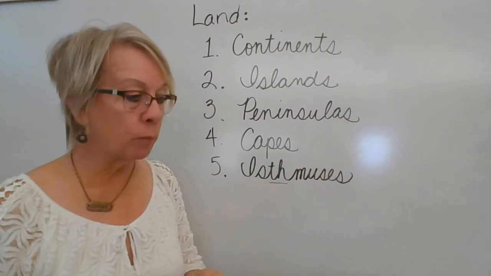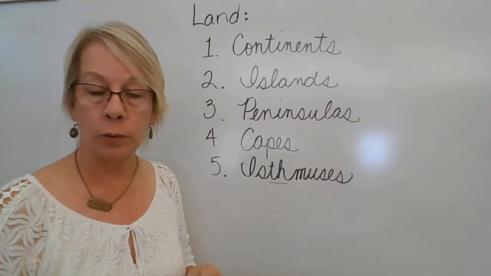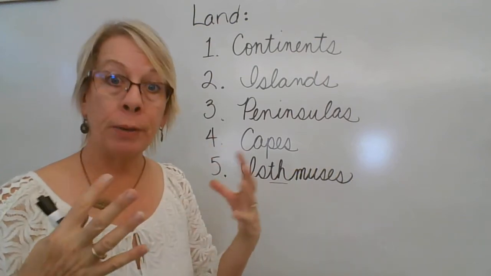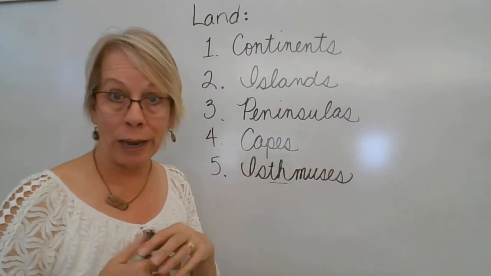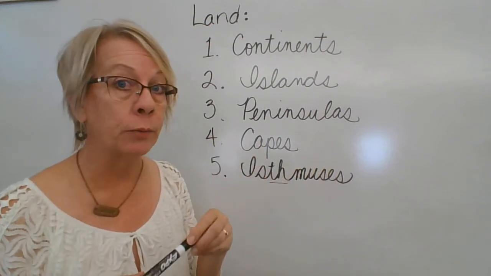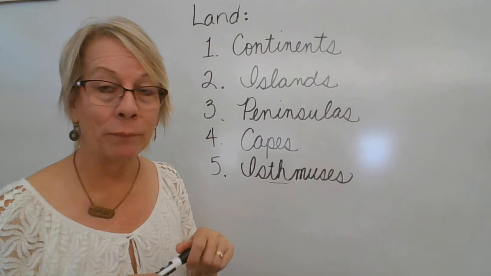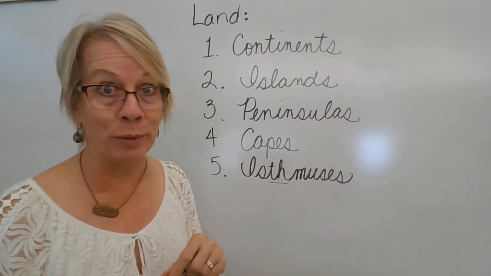So we're going to learn what those are in our next lesson. But those are the labels that we've come up with for the different sort of forms of land. The big blobs are obviously continents. Then islands, although there is one island that is also a continent. Can you think what it would be? That's right, Australia. Yep, it is an island, but it's also a continent because it's a really big island.